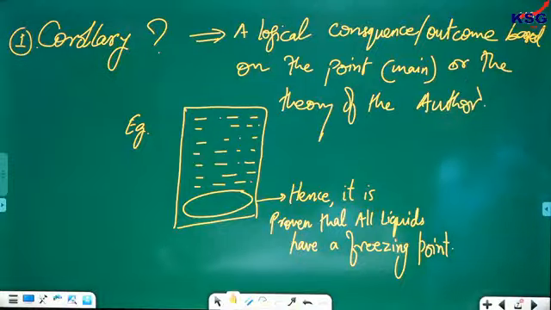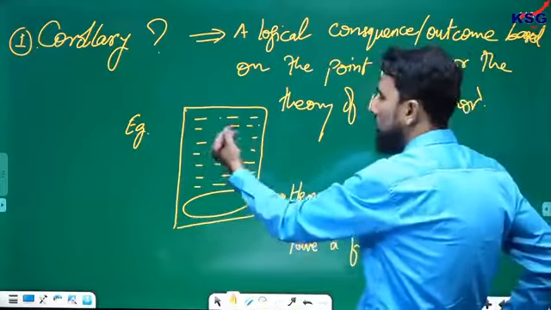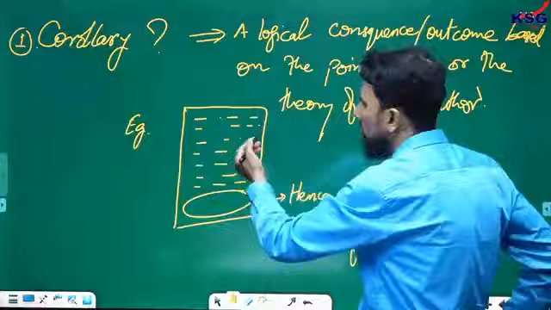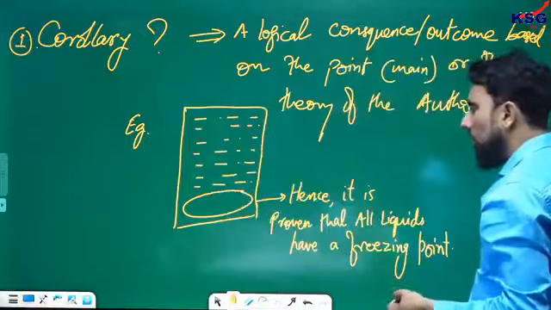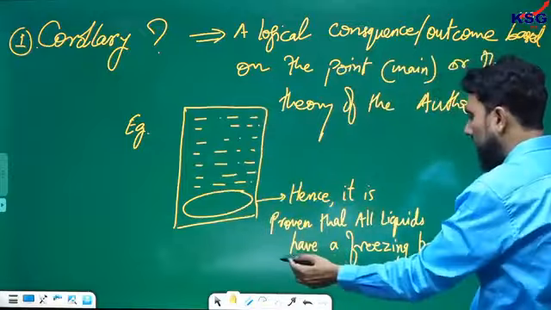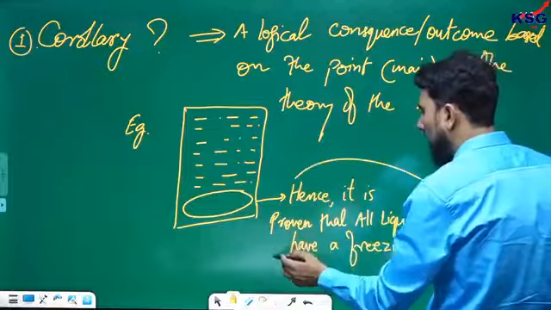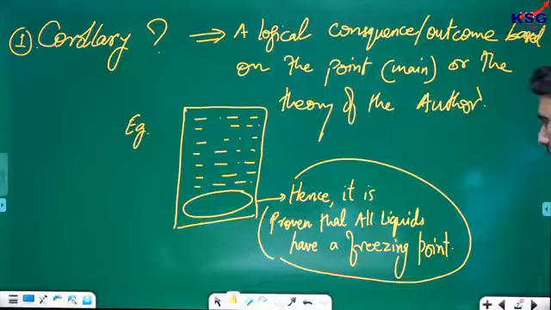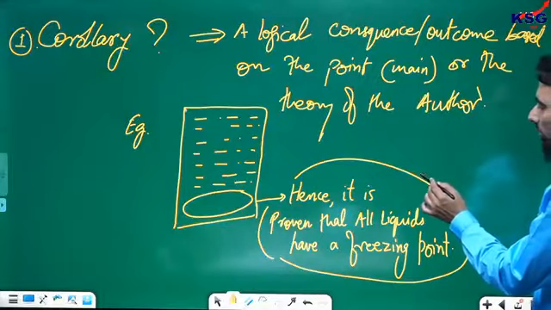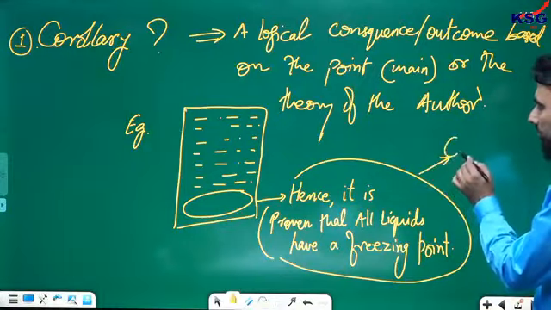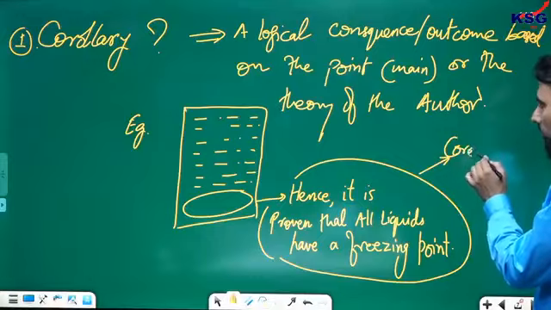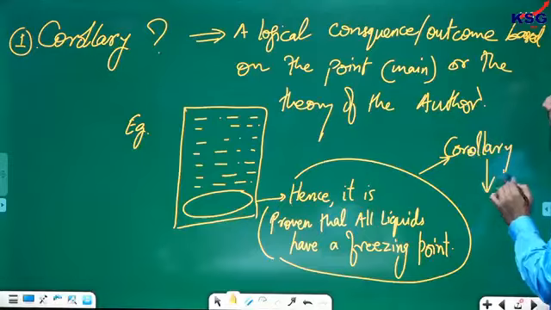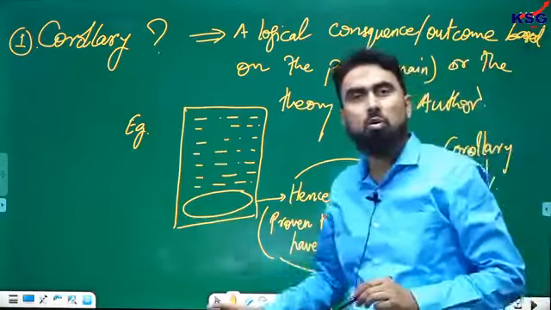He might have given here the details of his experiment, the equations, the calculations. Based on all that, the final finding or the theory of this scientist is this: hence, it is proven that all liquids have a freezing point. Now, you are supposed to find out a corollary based on this. So what is a corollary? Corollary will be the outcome, the consequence based on the main point.